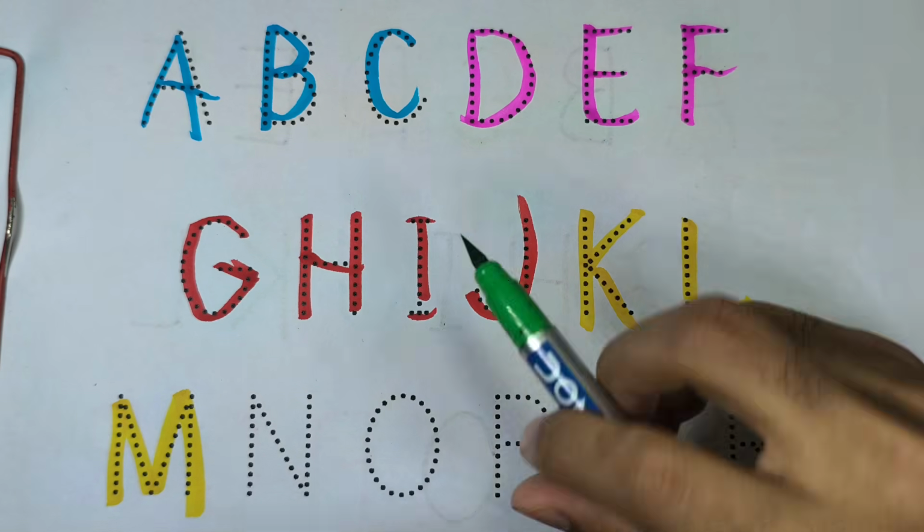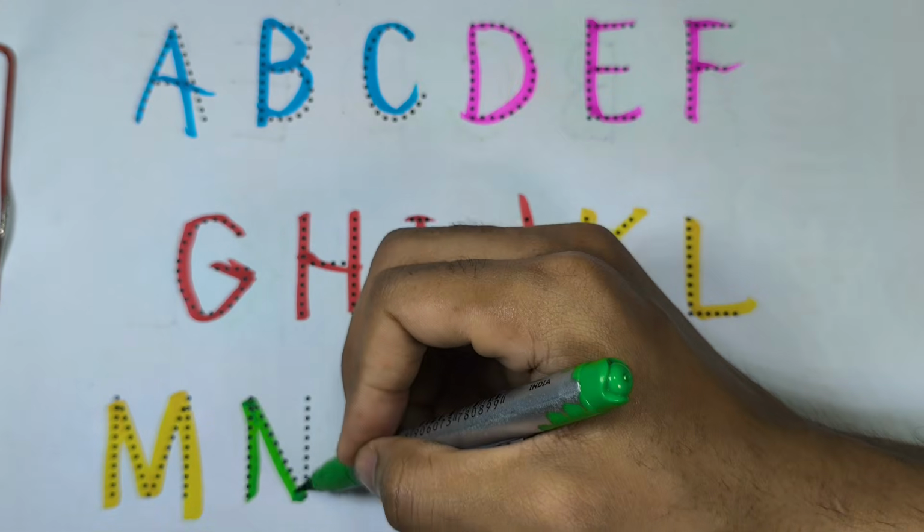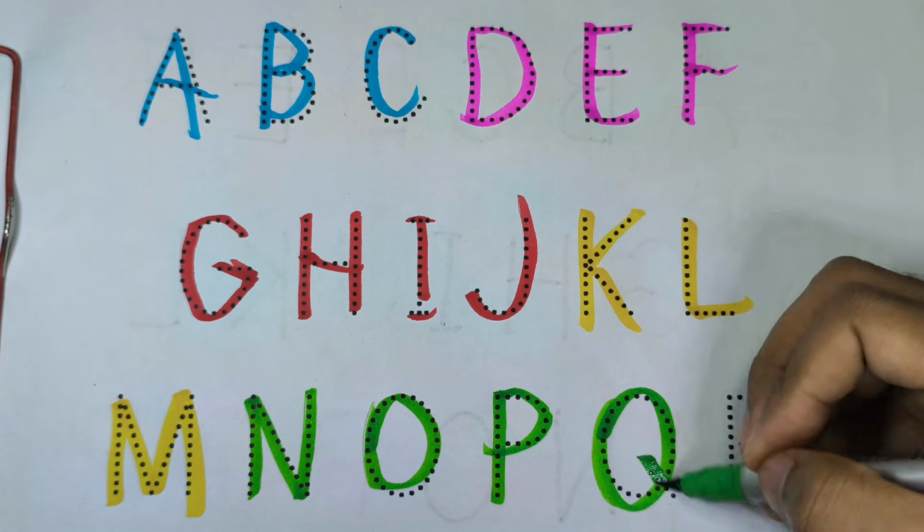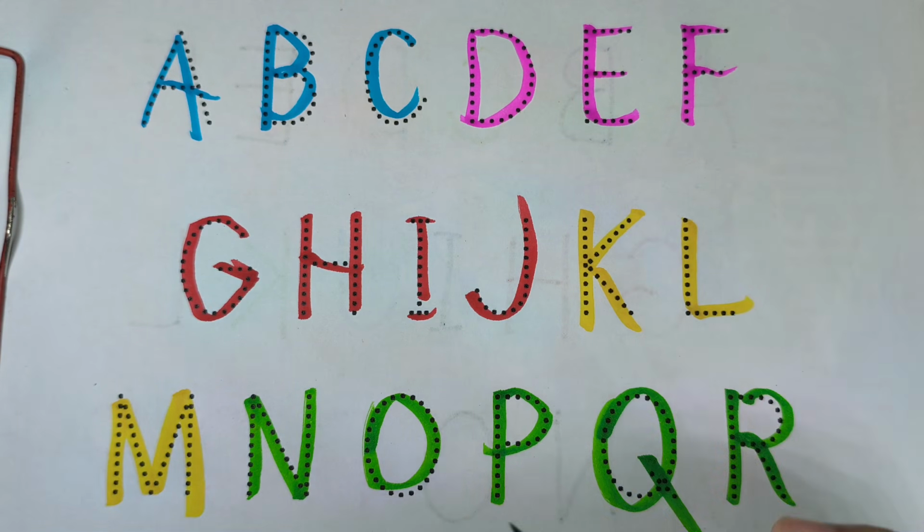Yes, now we're using the color of light green color. N, O. The next one is P, Q, and the last one is R. R for rose, R for rice.